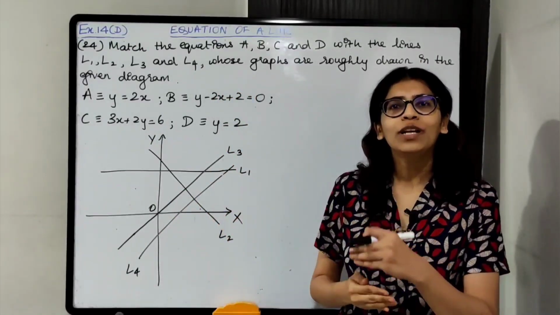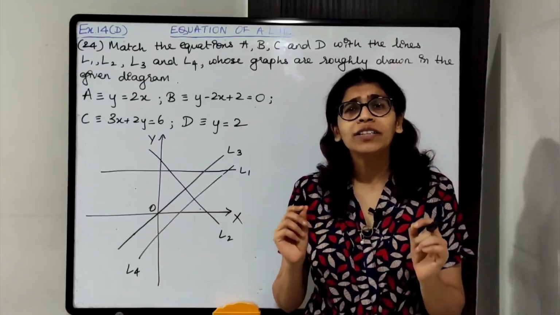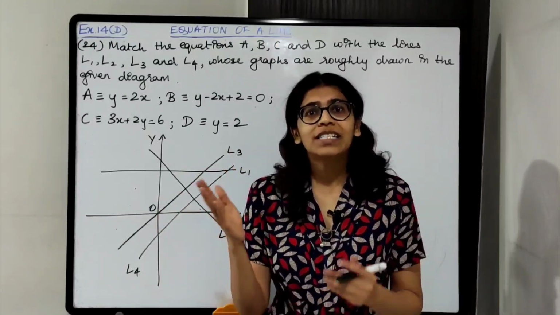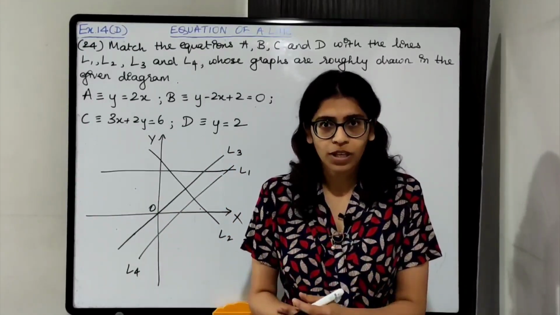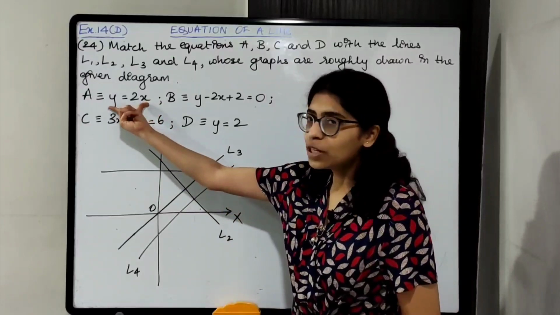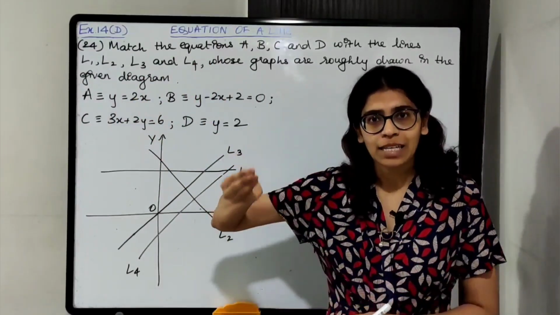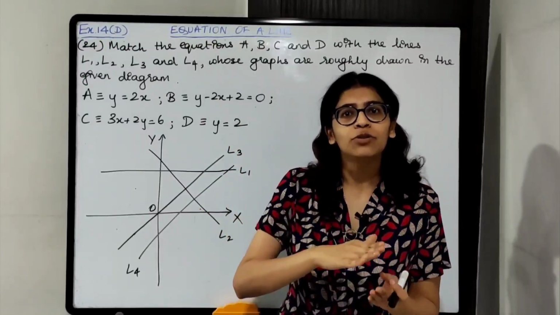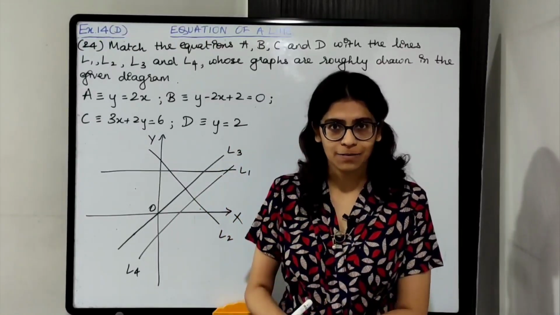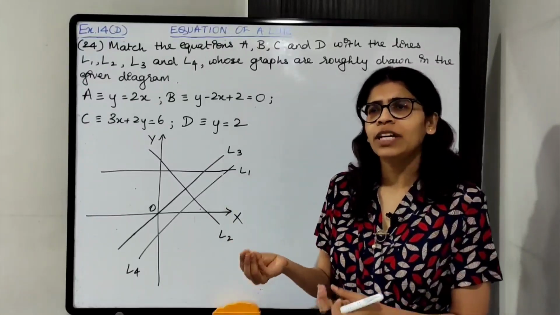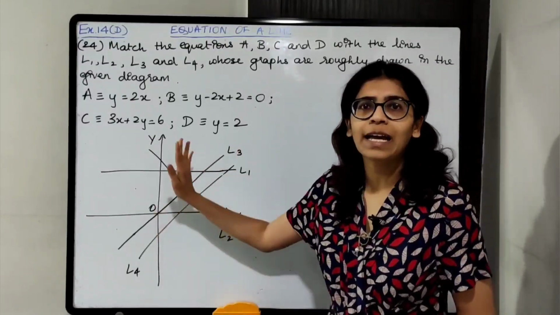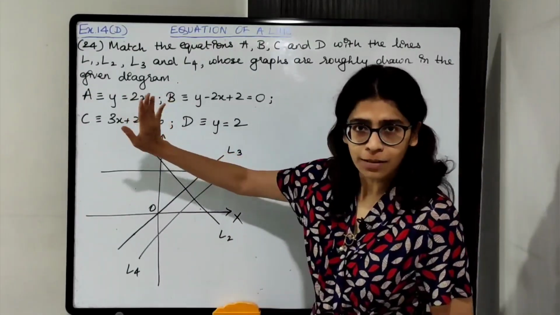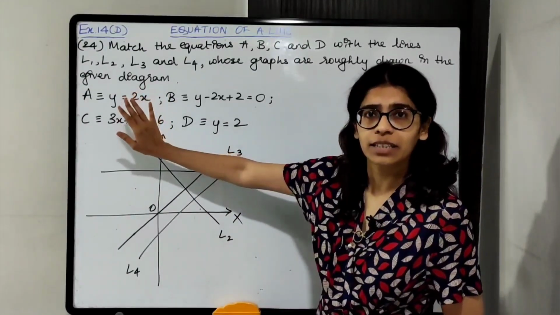How will you find this? It is very easy. First you will take x as 0 and see what you are getting as y. Consider the equation, put x as 0 and see what you get as the value of y, and then put y equal to 0 and see what you get as x. From that you can easily find out which line will match with the equation. So let's start with the first one.